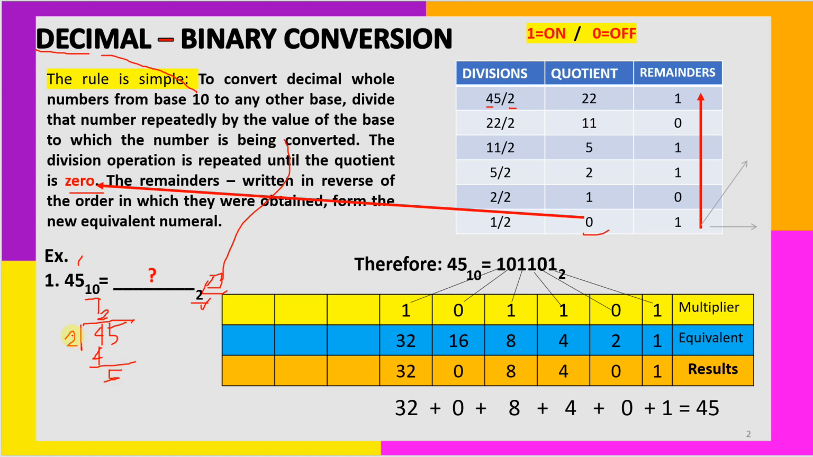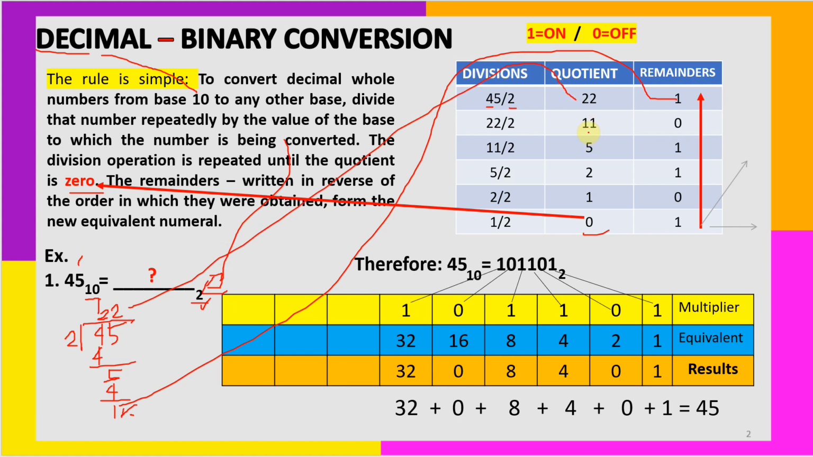Okay, 5 divided by 2 is 2. And 2 times 2 is 4. So when we subtract 5 minus 4, it's 1. So this is actually the remainder in basic division. Okay? It means you write the remainder here, this one, the remainder, and the quotient here.